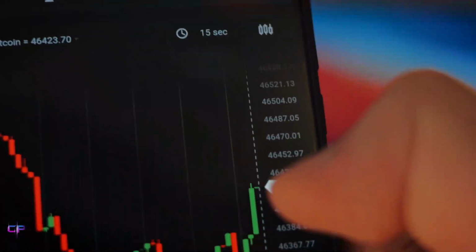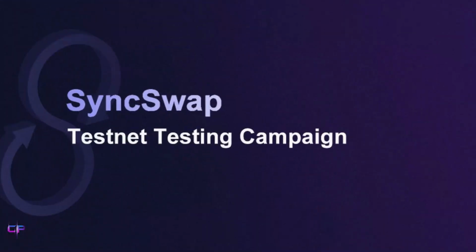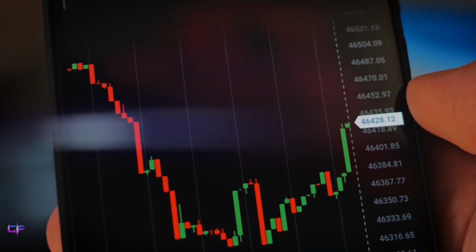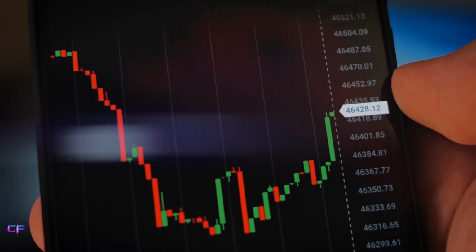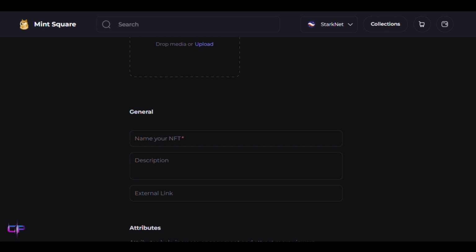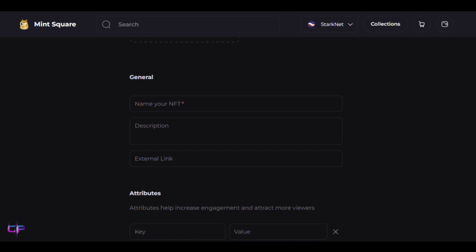Another step to complete is to make a trade on SyncSwap. Once you claim your faucet tokens, you will likely get a boosted drop reward for performing an extra action. And the final step we recommend to claim as many ZkSync airdrop tokens as possible is to visit Mint Square and mint a new NFT. To do this, you can upload any image and mint it as an NFT for less than $1.